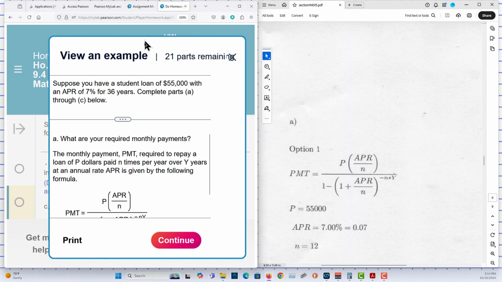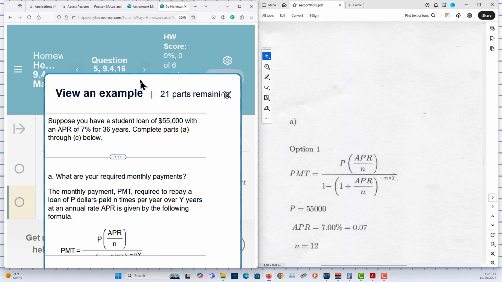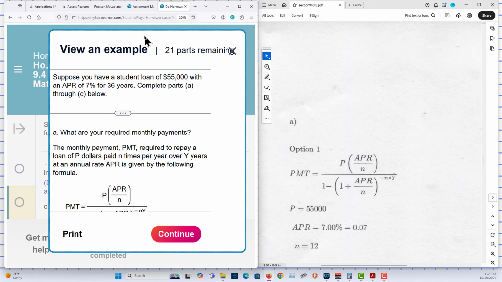This is Chapter 9, Section 4, Problem 16. Suppose you have a student loan of $55,000 with the APR 7% for 36 years. Complete parts A through C below. What are your required monthly payments?